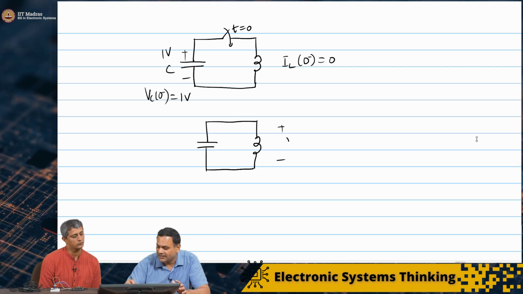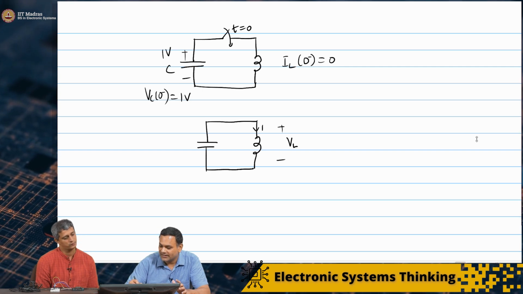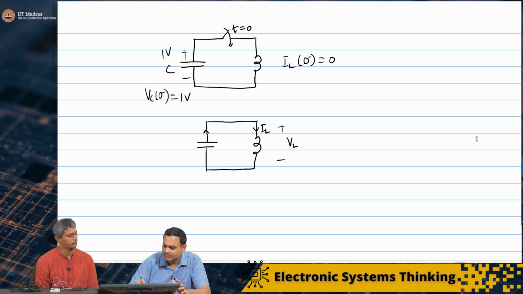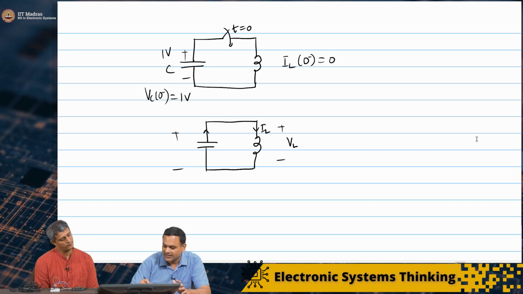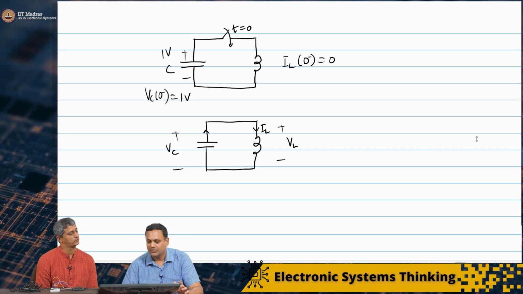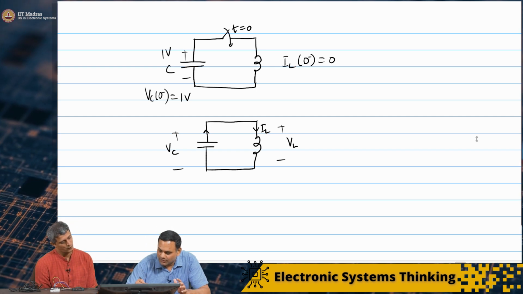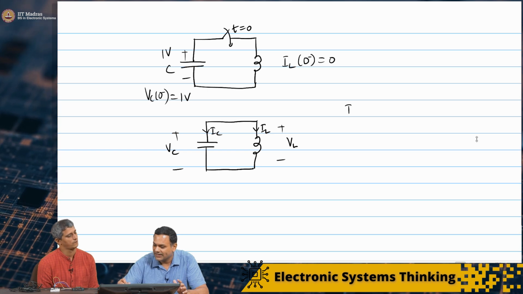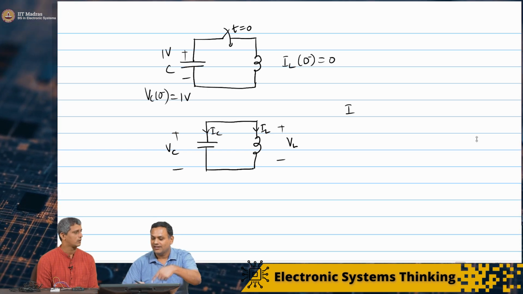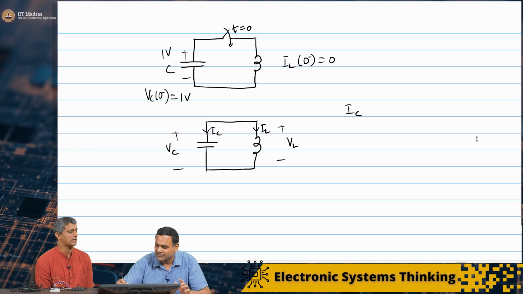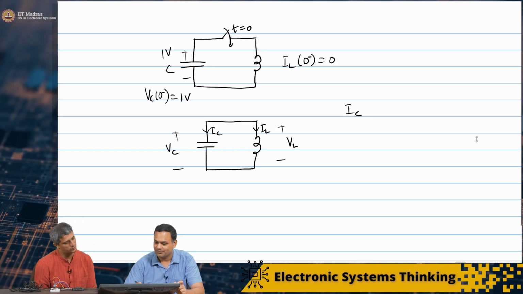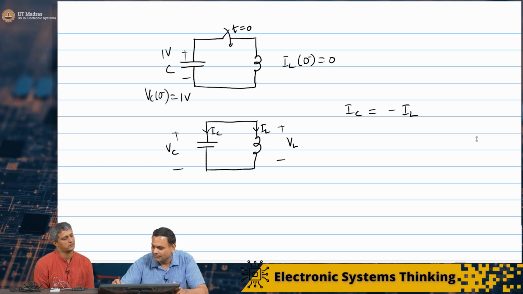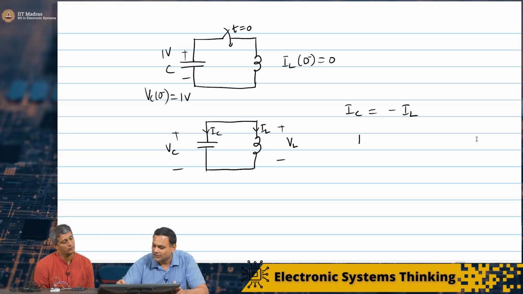So this is the inductor voltage, this is the inductor current, and that same current is coming out from the capacitor. And this is VC. So IC is minus IL, because I want the current to go into the capacitor so that my equations come out right. So IC is of course minus IL in this case.